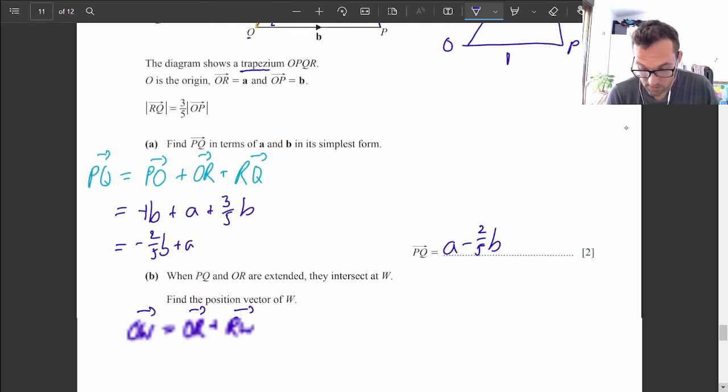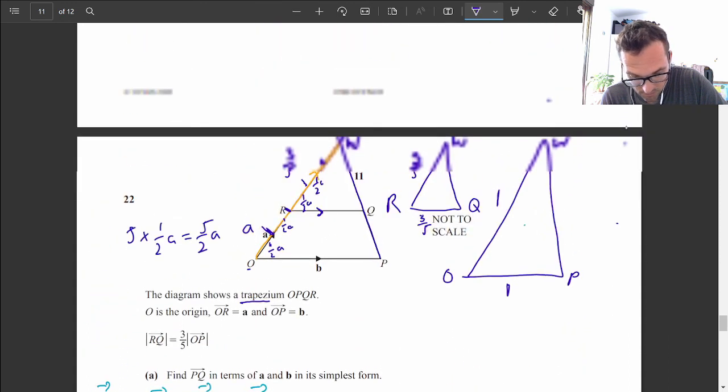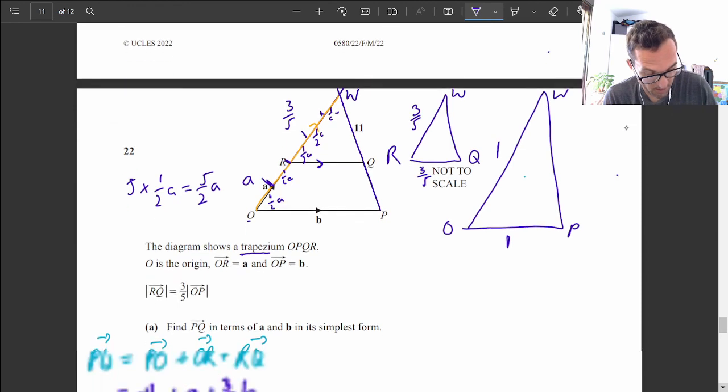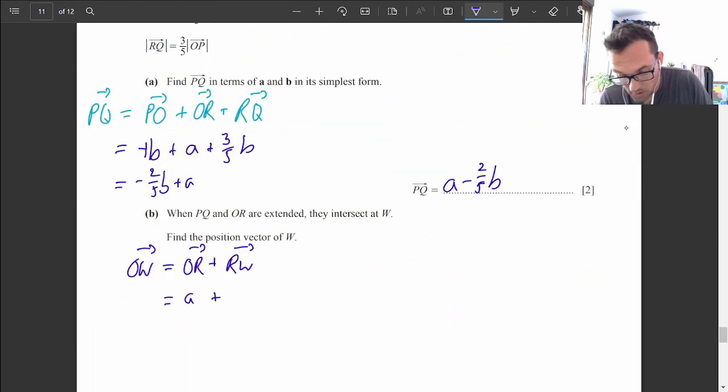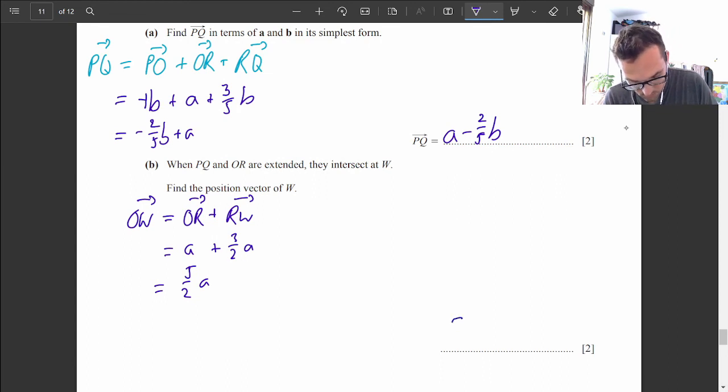Another way to write this is OR equals A, and RW, look carefully, equals not 3/5, but 1, 2, 3 halves of A. So 1.5 A, or 3 over 2A, which the final will be 5 half A, 5 over 2A, or something equivalent. All right, little mind bender there. Not many students got it right, but you can do it. Practice, study, listen to me, and you'll get it.